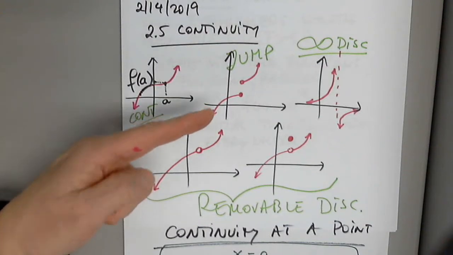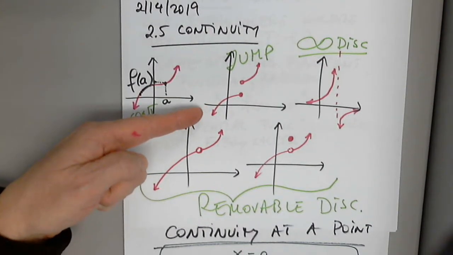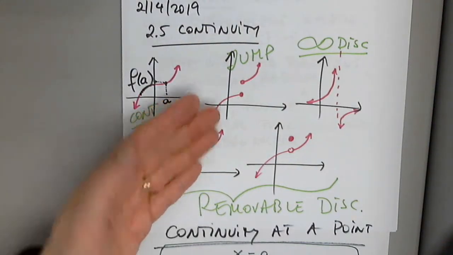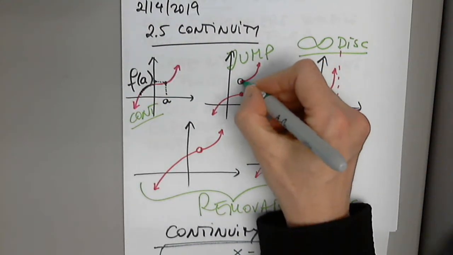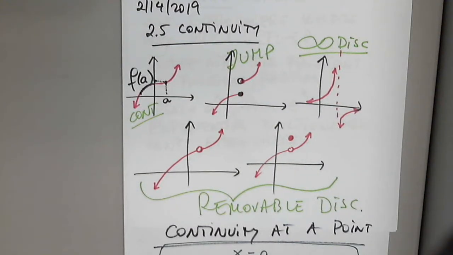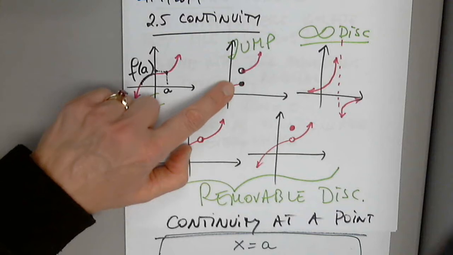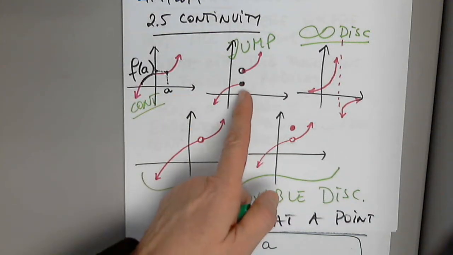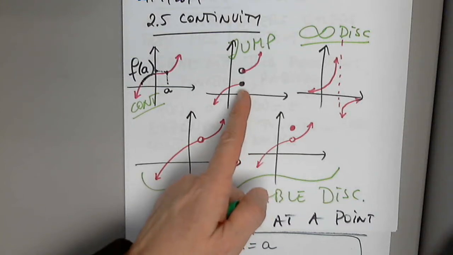However, this function is continuous from the left. Why is it continuous from the left? Because the limit, so let me make sure you understand that this is an open point and this is a full point. So this function is continuous from the left. Why? Because the limit from the left and the function value at a are the same.